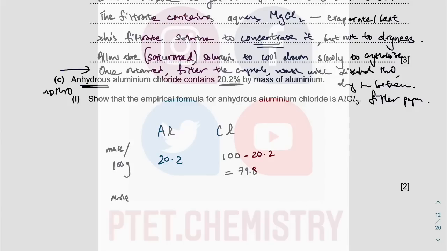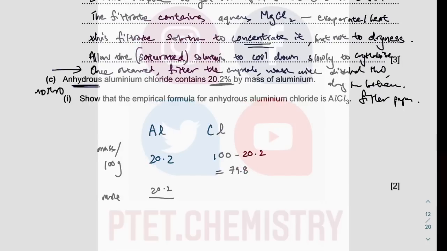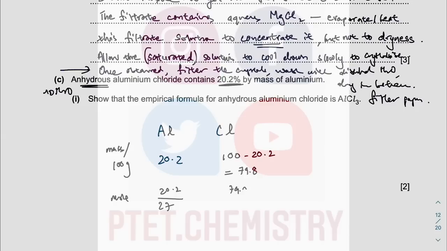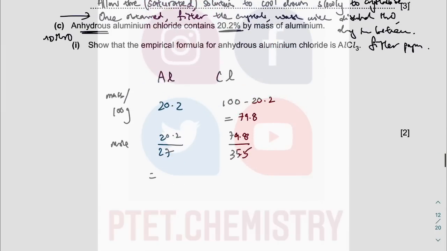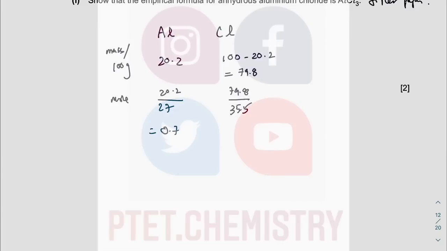So the mole is going to be 20.2 divided by, have a look on your periodic table, aluminium is 27. That is 79.8 divided by 35.5. So that's going to give you, if you put in your calculator, 0.75. That is going to give you 2.25. You divide by the simplest ratio.